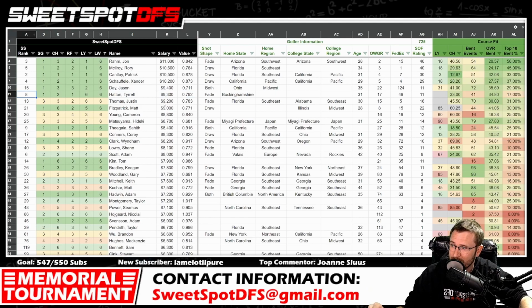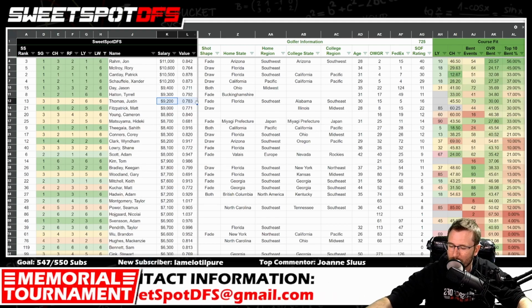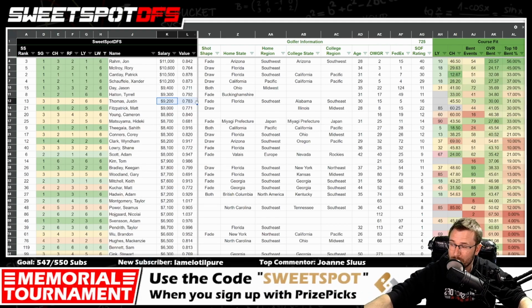Just kind of crazy. JT, I almost feel like he's forgotten. I wouldn't say he's going to be forgotten, but I don't think a lot of people are going to want to play him. His recent form has been pretty awful. So he's also in this bucket. Matt Fitzpatrick is in this bucket. Cam Young is in this bucket. Matsuyama.